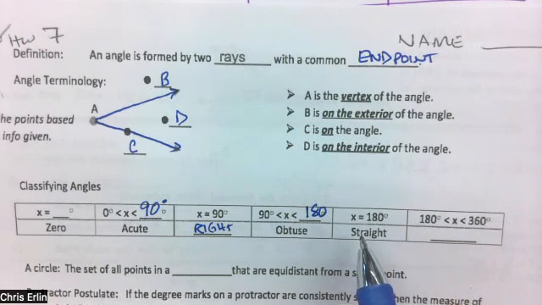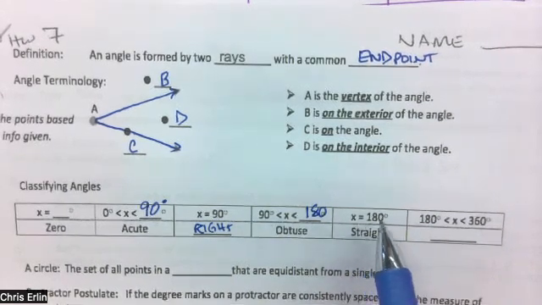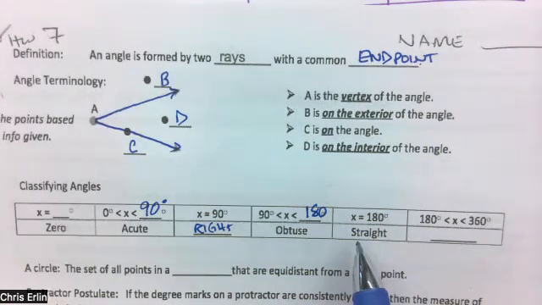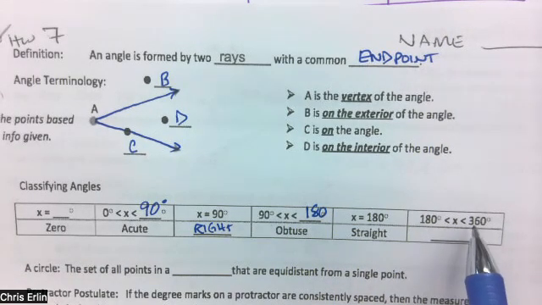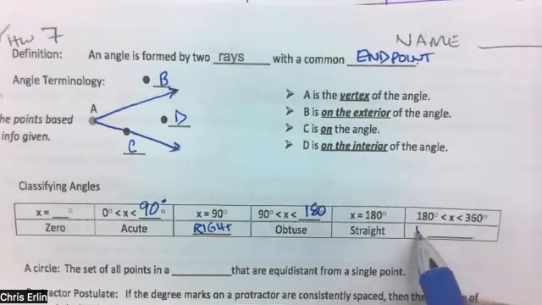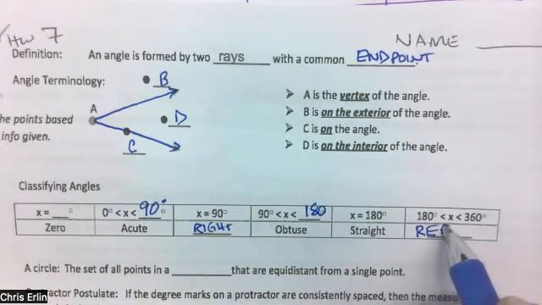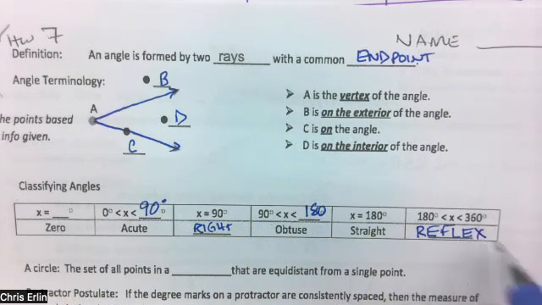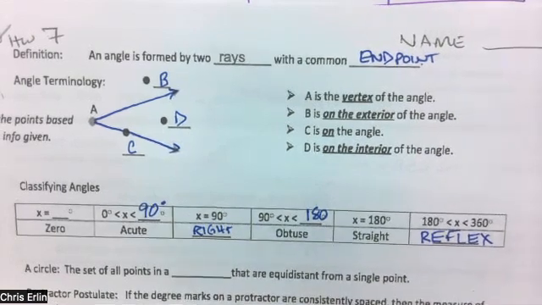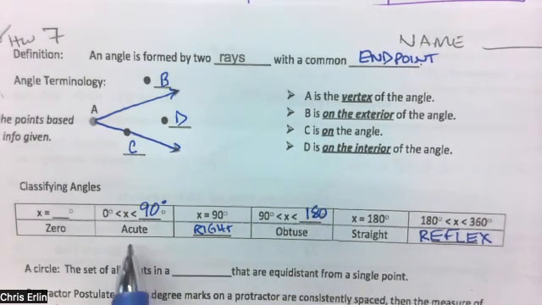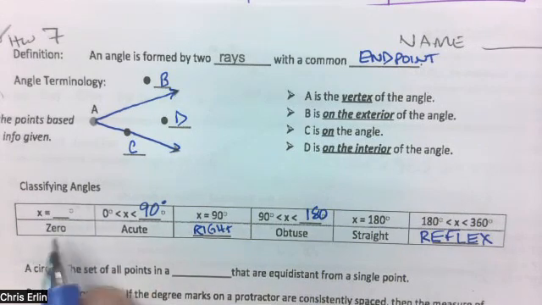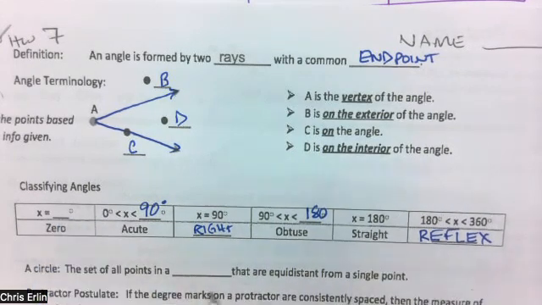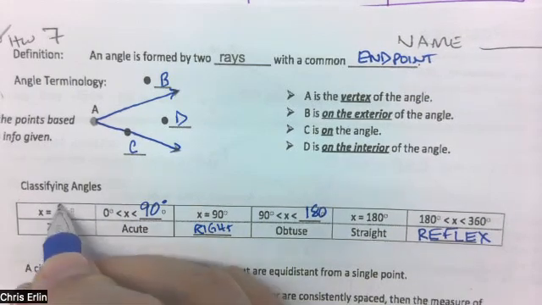Now we're going to get into some terms that you might not have already known. If it's exactly 180 degrees, that's called a straight angle. And if it's more than 180, but less than 360, does anybody know that term? It's probably a new one for you. It's called the reflex. And then at the other end, we can label an angle as a zero angle if its measure is exactly what? 0.